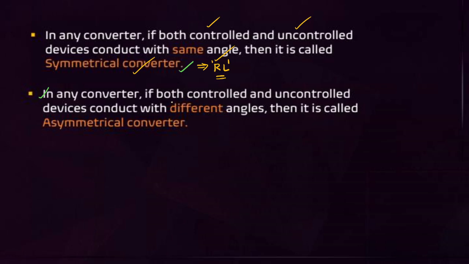In any converter, if both controlled and uncontrolled devices conduct with different angles, then it is called asymmetrical semi-converter. In symmetrical semi-converter, controlled and uncontrolled devices are conducting with the same angles. But in asymmetrical semi-converter, controlled and uncontrolled devices conduct with different angles. That observation we have to see mainly in the inductive loads.